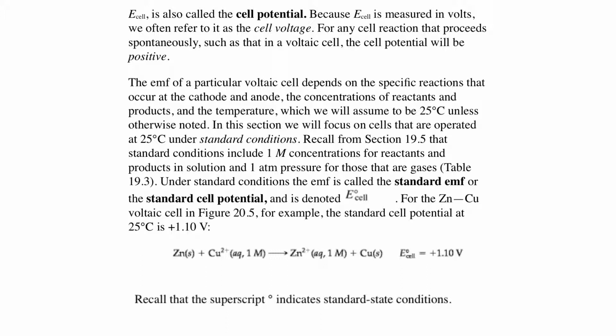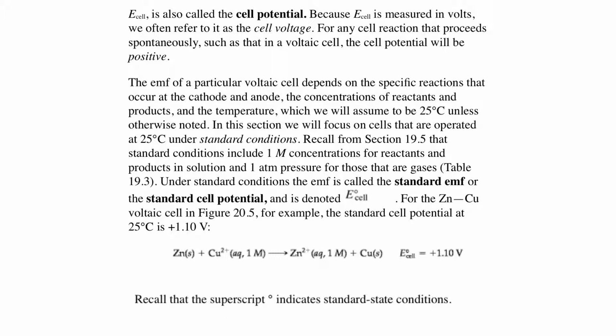For any cell reaction that proceeds spontaneously, such as that in a voltaic cell, the cell potential will be positive. The EMF of a particular voltaic cell depends on the specific reactions that occur at the cathode and anode, the concentrations of reactants and products, and the temperature, which we'll assume to be 25 Celsius unless otherwise noted. In this section, we'll focus on cells that are operated at 25 Celsius under standard conditions. Recall from section 19.5 that standard conditions include 1 molar concentration for reactants and products in solution, and 1 atmosphere pressure for those that are gases.